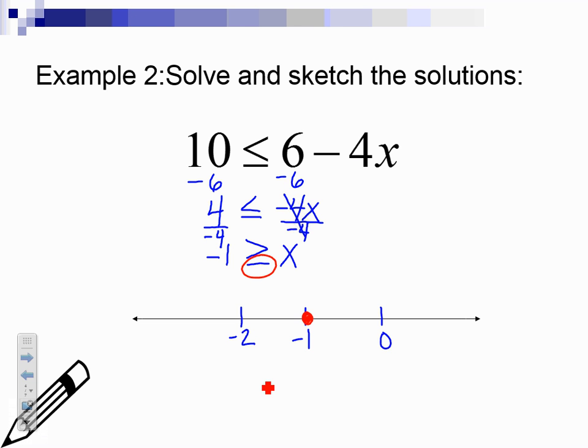And then be careful which way you put this arrow. It says negative 1 is greater than or equal to x. Well, if I read that backwards, that means x has to be less than or equal to negative 1. So when you draw your solutions on that number line, he's actually going to show all the values that are less than or equal to negative 1.